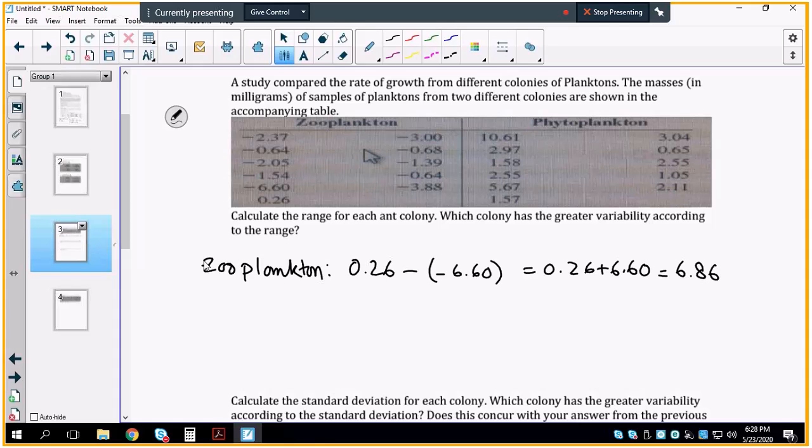Then let's work on the phytoplanktons. We're still finding the range, and hence we will find out the larger variability. The largest data in this situation is 10.61. And the lowest data in this situation, as all the data are positive, is 0.65. So it should not be a difficult calculation. So 11 minus 5 is 6, 15 minus 6 is 9, and 9 minus 0 is 9. So 9.96. So the greater variability, of course, is the larger range. So you will say that phytoplankton has the greater variability.